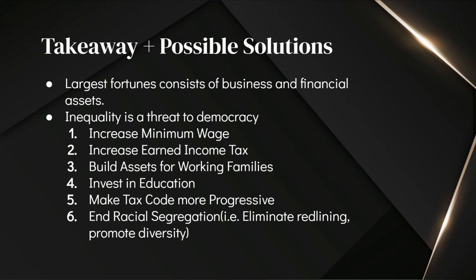1. Increase the minimum wage. This will lift people out of poverty. 2. Increase the earned income tax credit. 3. Build assets for working families. This could be Roth IRAs and pension funds. 4. Invest in education. We saw the correlation between high school graduates and college graduates. This one's really important. 5. Make the tax code more progressive. So the more you make, the higher your taxes are. 6. End residential segregation.